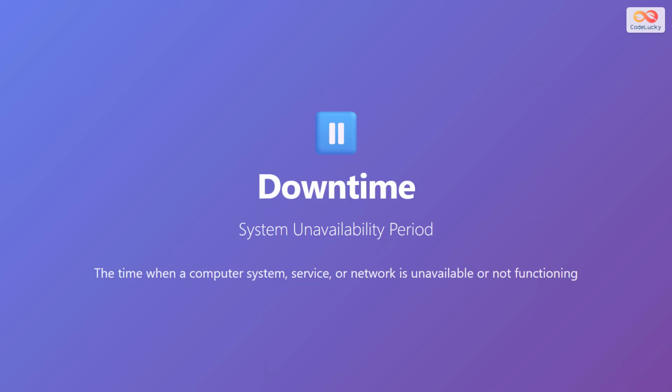Downtime is the period when a computer system, service, or network is unavailable or not functioning. This means users cannot access the system or perform their work. Understanding downtime is crucial for businesses that rely on technology to operate. When systems go down, it disrupts productivity and affects everyone who depends on those systems.